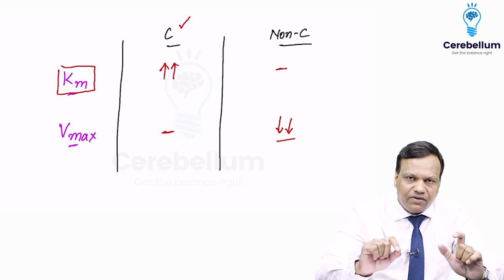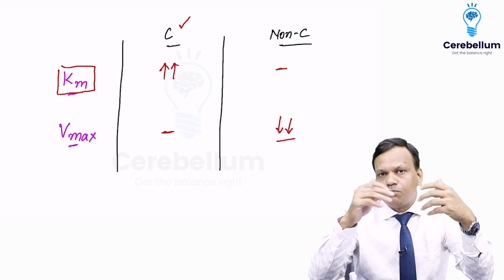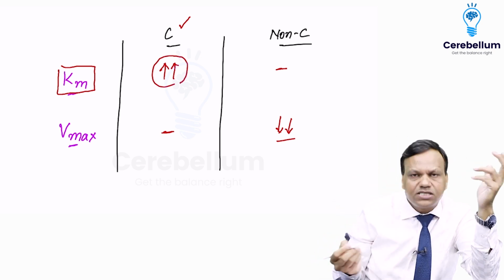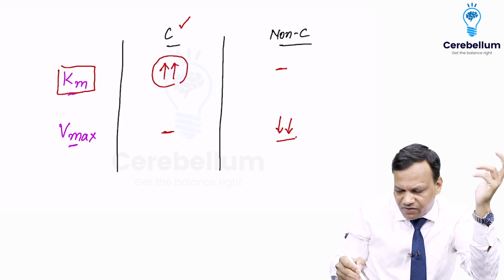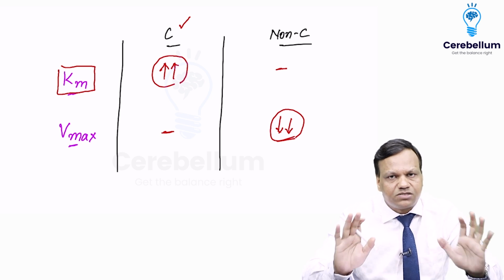Clear? So in inhibition, remember only one will change. So when there is competition, you need to run more kilometers. So competitive inhibition increases Km, whereas non-competitive inhibitor will decrease Vmax. The other parameter will remain the same. You need to remember just this much.